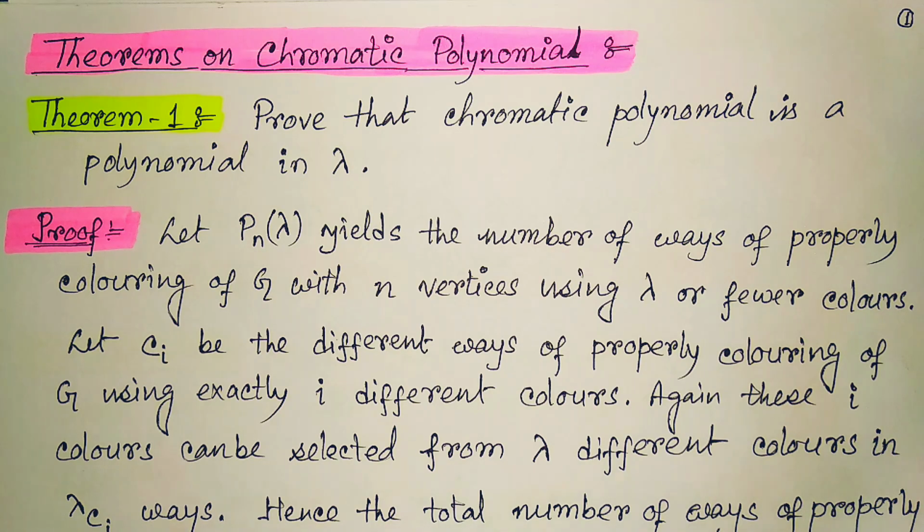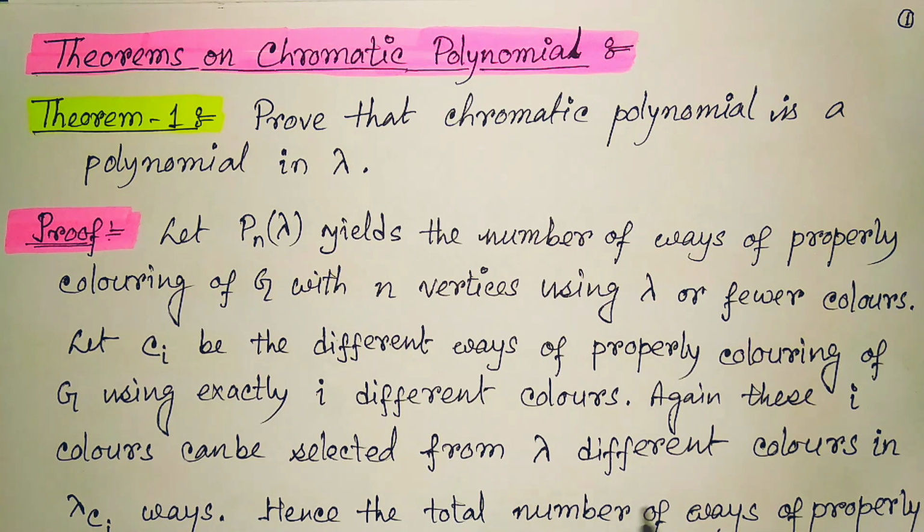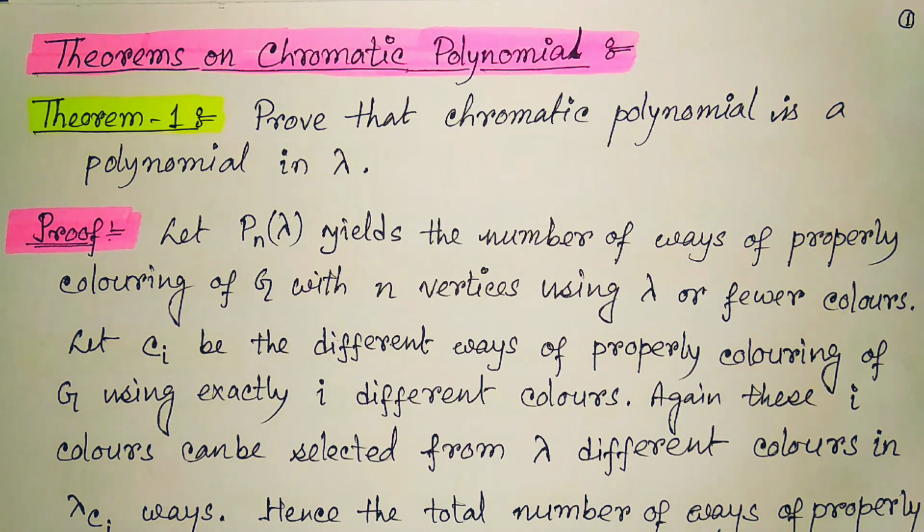Again, these i colors can be selected from the lambda different colors. Total lambda colors are there, and from there we have chosen the i different colors. i may be 1, 2, 3, 4, anything up to lambda. It will definitely not be 0, because graph coloring requires at least one color.